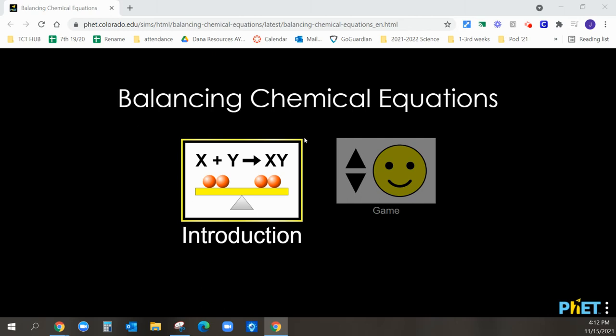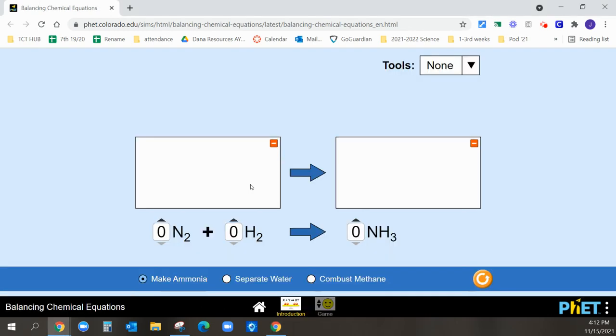This program is going to help me balance chemical equations. I'm going to click on Introduction. The next step it says is click on Tools. I can use none if I want to challenge myself. If I need a little bit of help, I can use the scale icon or the graph icon. And the instruction says to complete this in order, I'm going to separate water first.